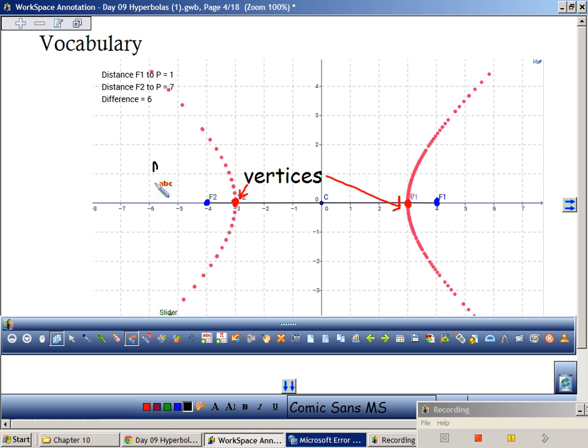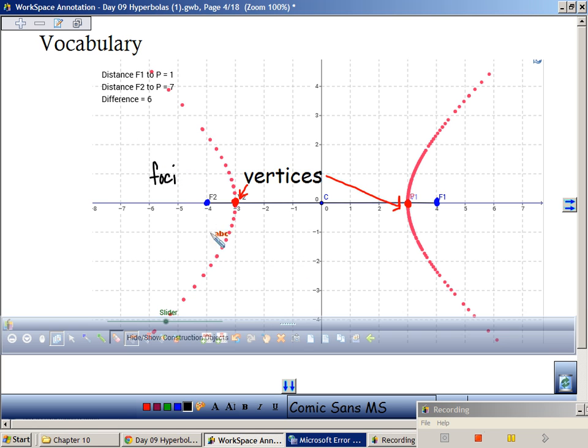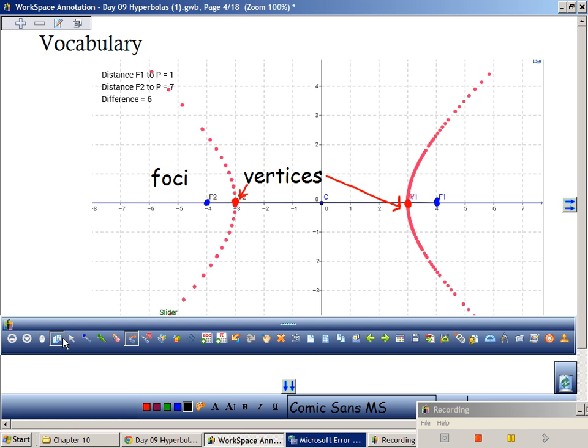Okay, so here's foci. Let's change it with a different color.